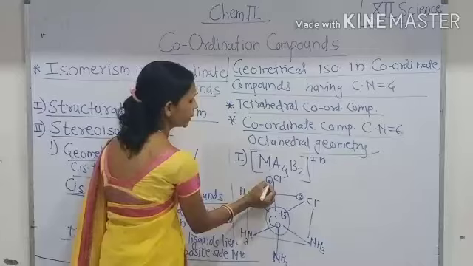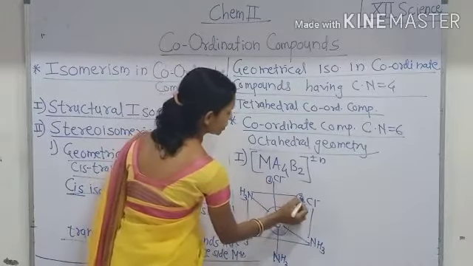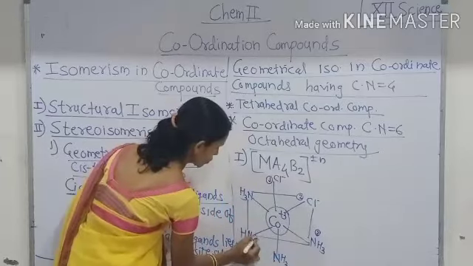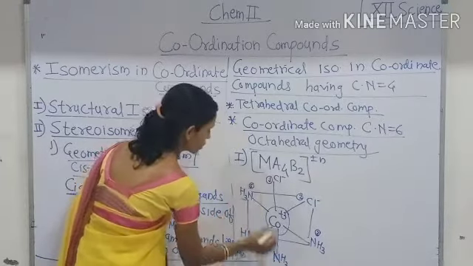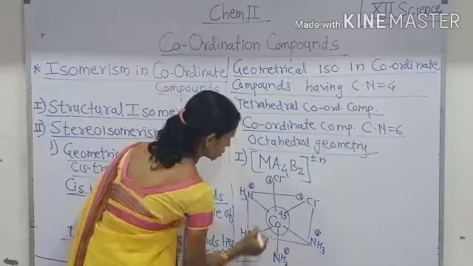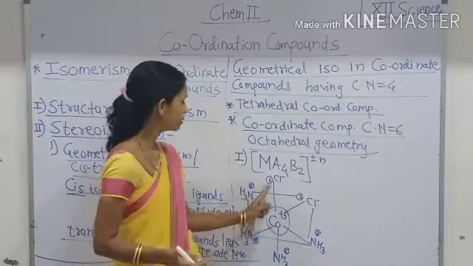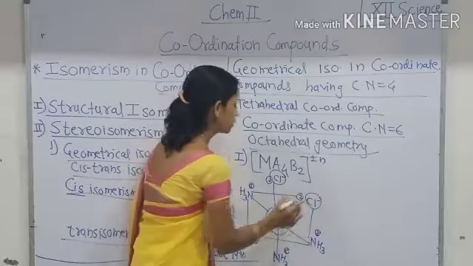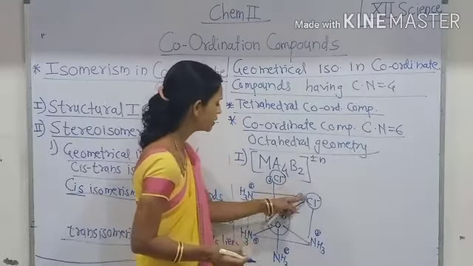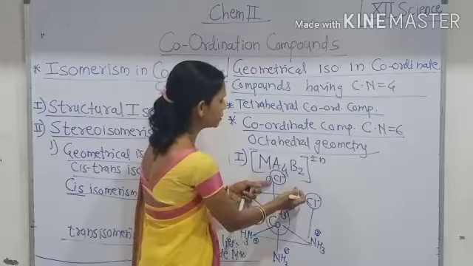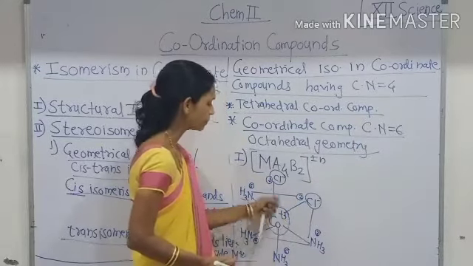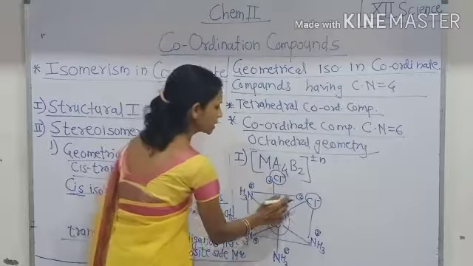Then see here, that is the first position, second, third, fourth, fifth, and the sixth position. The chloro groups, these identical groups, lie at the adjacent side of the Co3+ ion. Then it is a cis isomer.